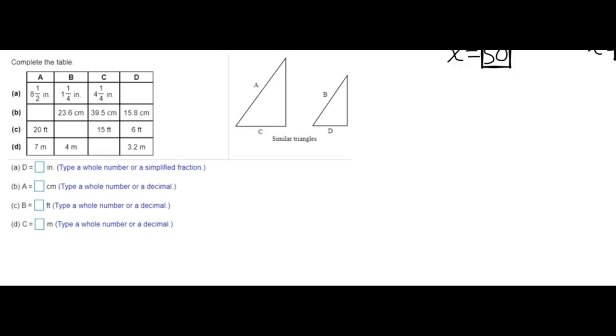For this question, part A, we have similar triangles, and similar triangles means that we can set up a proportion. So we can do this a couple of different ways. I could say the long side of A to the long side of B is equal to the short side C over the short side of D. So that's the way I'm going to set up this one.